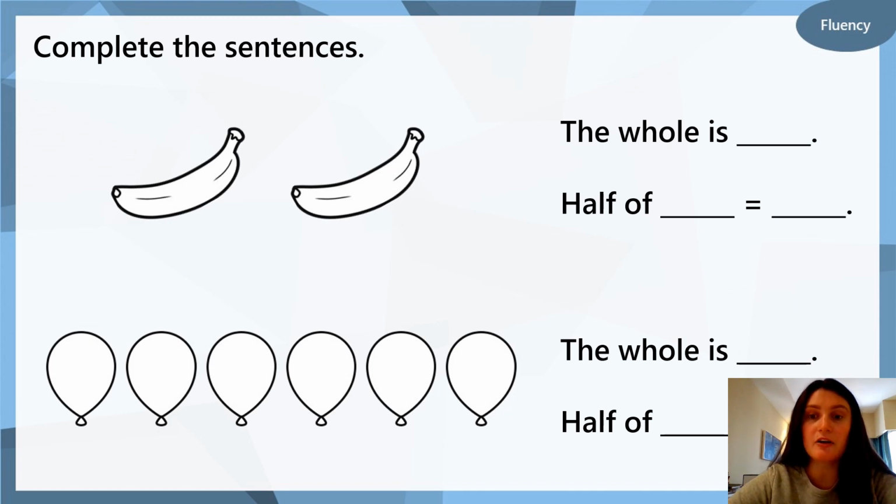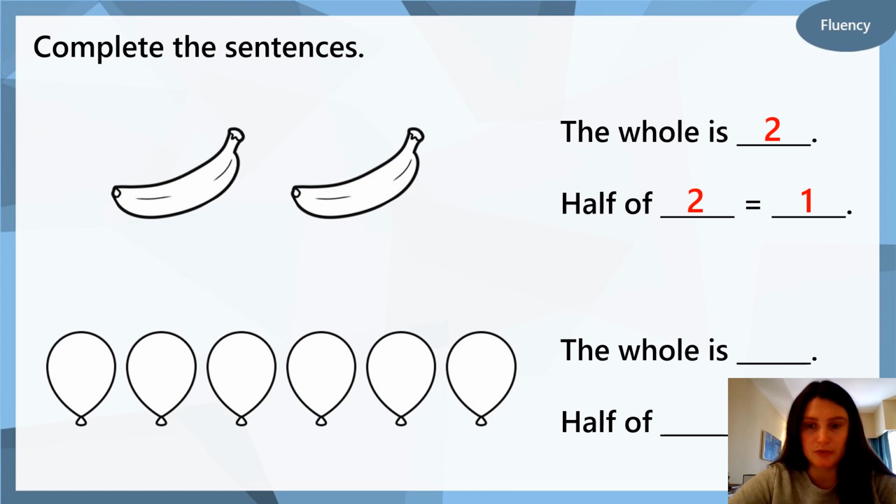That's right, there are 2. The whole is 2. Half of 2 is what? What is half of 2? We can draw our 2 circles. We can share 2 between our 2 circles and we get 1. Very good. Half of 2 is 1.